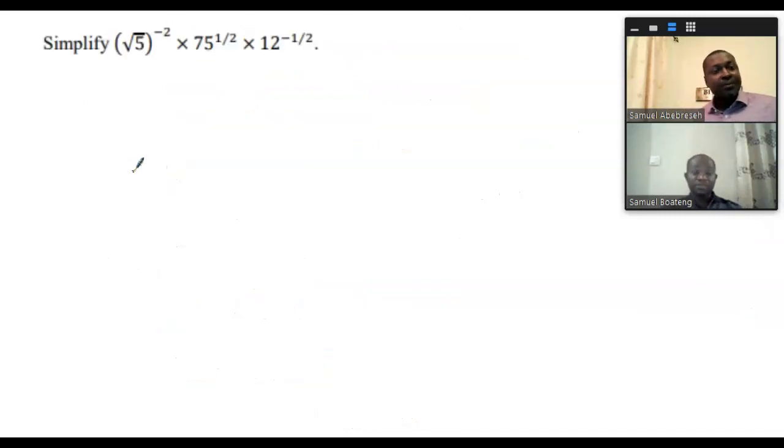Next on the screen, we have another question. Simplify the bracket root 5, all raised to the power minus 2, times 75 raised to the power half, times 12 raised to the power minus half.